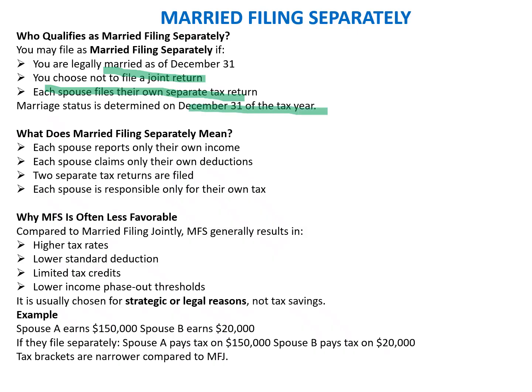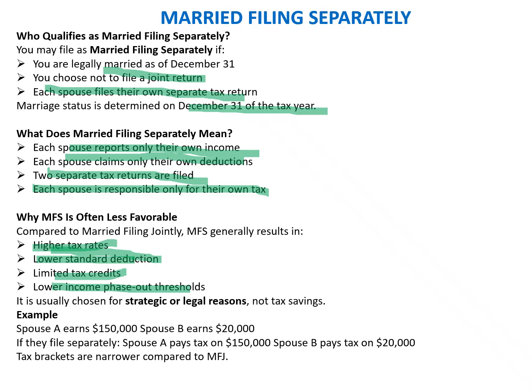And married filing separately means that each spouse reports their own income, each spouse claims only their own deduction, two separate tax returns are filed, and each spouse is responsible for their own tax. Why MFS is often less favorable: when compared to married filing jointly, MFS generally results in a higher tax rate because it is like filing two separate returns. Lower standard deduction, because the joint standard deduction is not available since they're not filing jointly. Limited tax credits available and lower income phase-out thresholds.